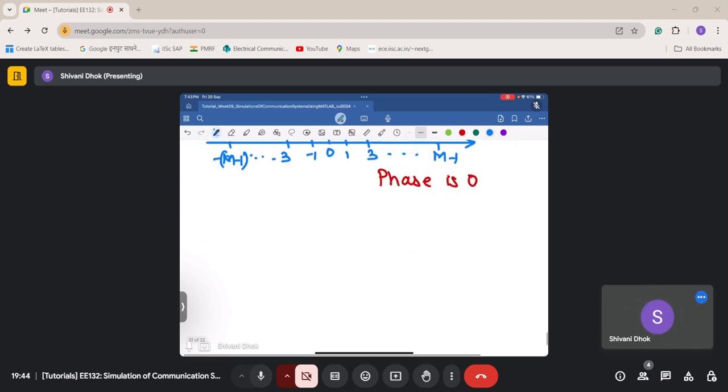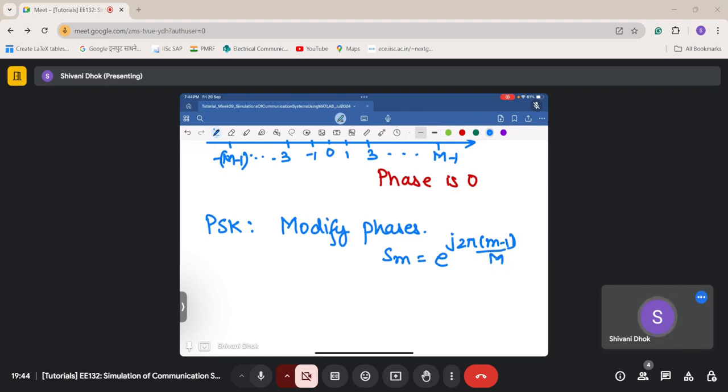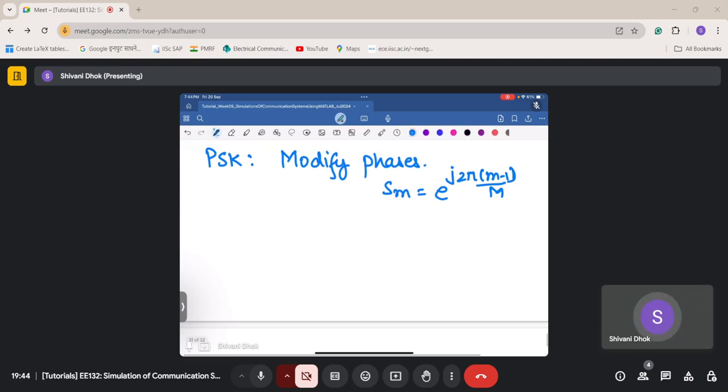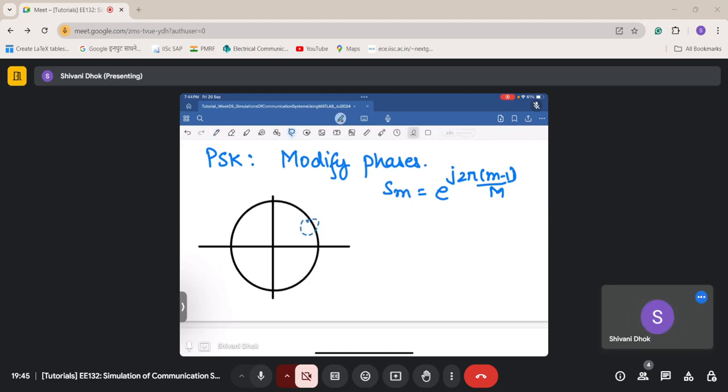However, when I'm having phase shift keying, as the name says, we modify phases. So its mth symbol is given by e power j 2 pi (m minus 1) by M. So when we do it, the amplitude is constant, something like this, and these points will lie on this circle. This angle will be 2 pi (m minus 1) by M, and this radius will be equal to 1 or whatever energy you are transmitting. So in this situation, we are modifying the phase and the amplitude is constant.